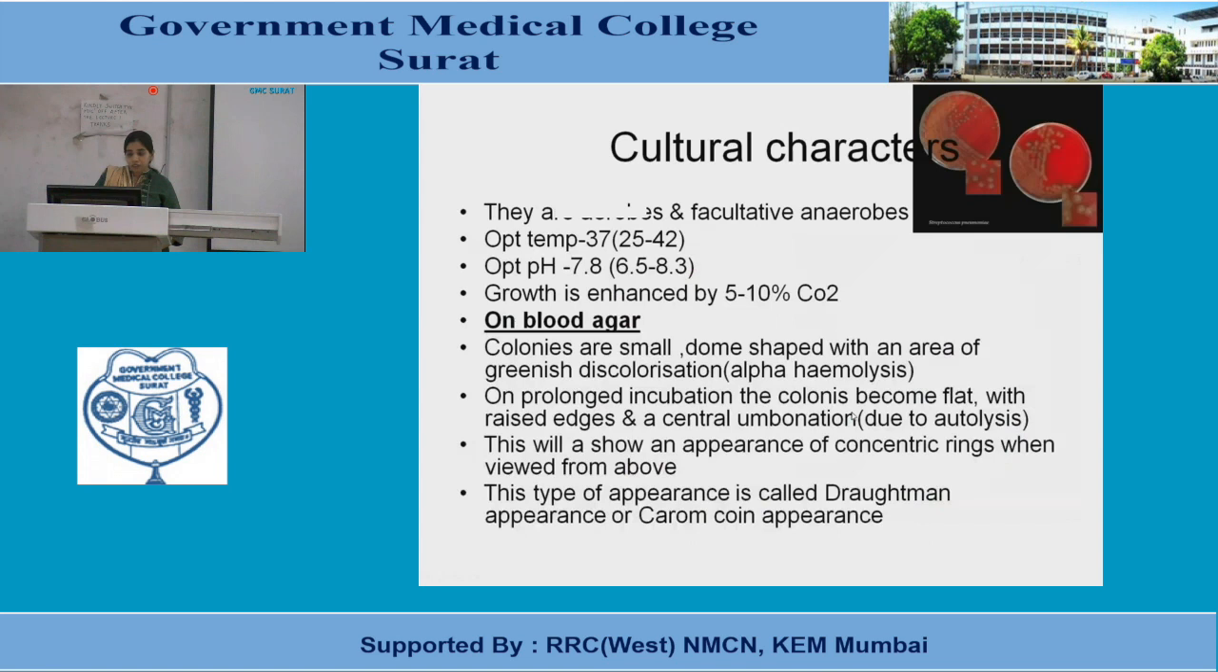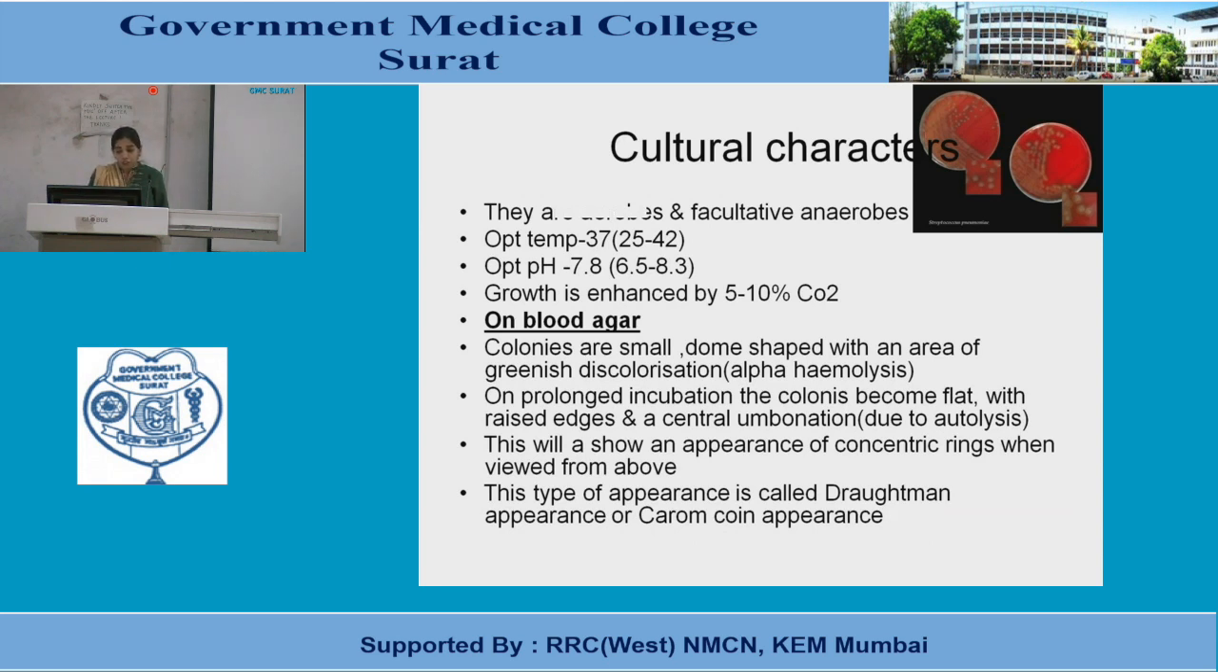Now further, cultural characteristics. They are aerobes and facultative anaerobes, and require an optimum temperature of 37 degrees Celsius, with a range of 25 to 42 degrees Celsius. The optimum pH is 7.8, range 6.5 to 8.3, and growth is enhanced by 5 to 10% CO2. They are cultured on blood agar. On blood agar, colonies are small and dome shaped with an area of greenish discoloration called alpha hemolysis. So alpha hemolysis is produced on blood agar.